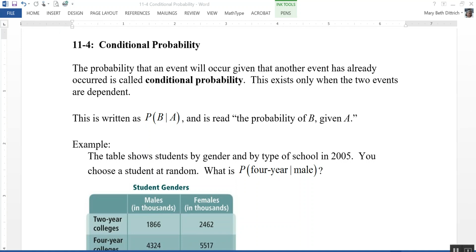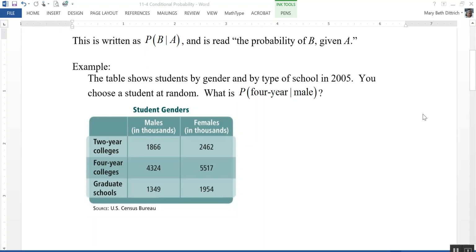Here's an example. So the table shows students by gender and by type of school in the year 2005. You choose a student at random. What is the probability that the student is attending a four-year college given that the student is male? So first thing we need to do is find out how many total males there are. So we're going to total up this column, and I'm going to get the total of males.